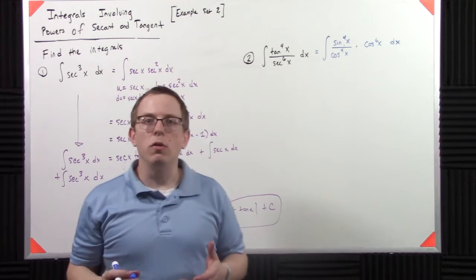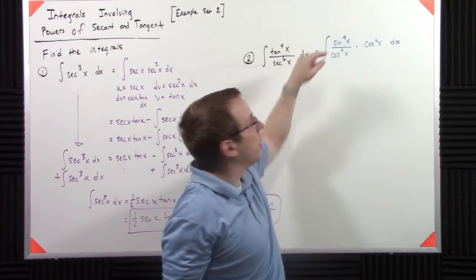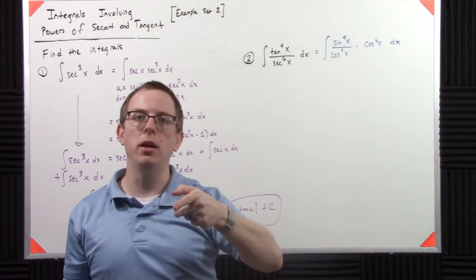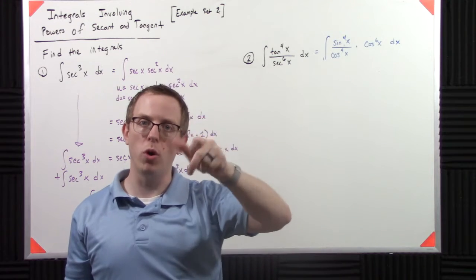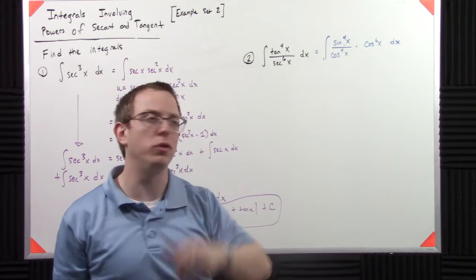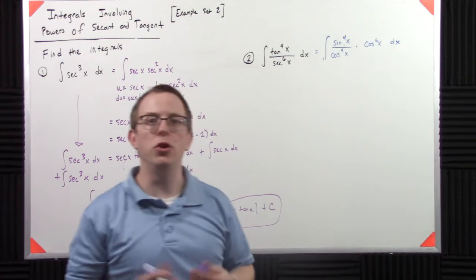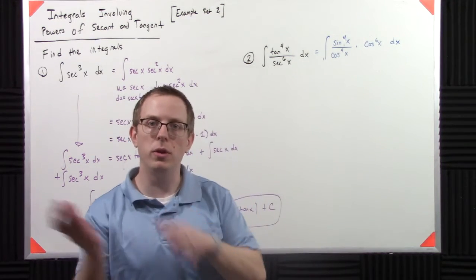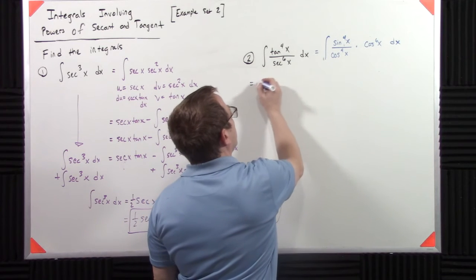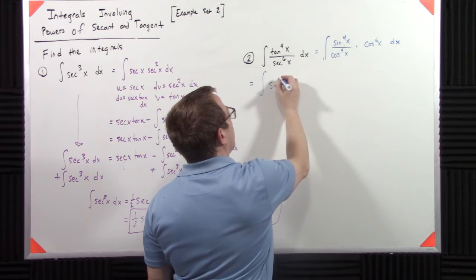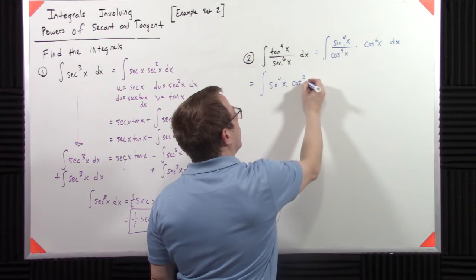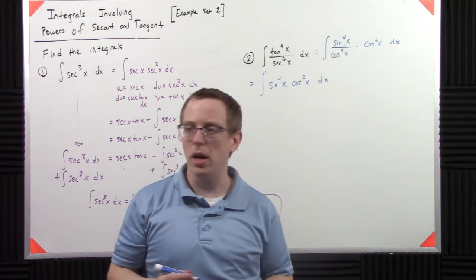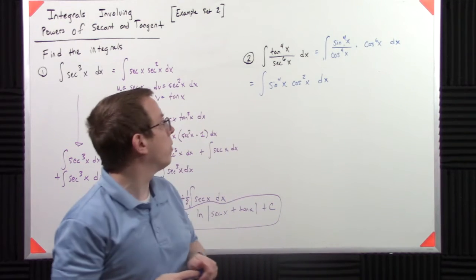So tangent is sine over cosine, so tangent to the fourth is sine to the fourth over cosine to the fourth. And secant is 1 over cosine, but it was in the denominator, so it's 1 over cosine. So that double flip brings cosine to the numerator here. So if I have cosine to the fourth and cosine to the sixth, those have a cancellation property. So now we have sine to the fourth x, cosine squared x dx.